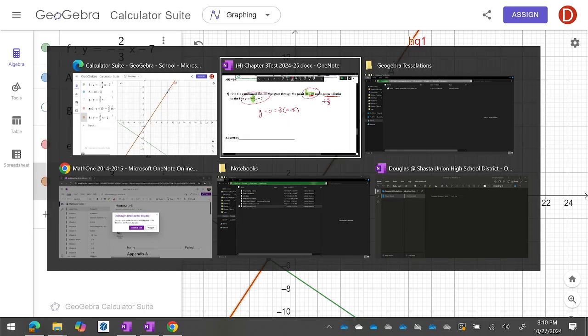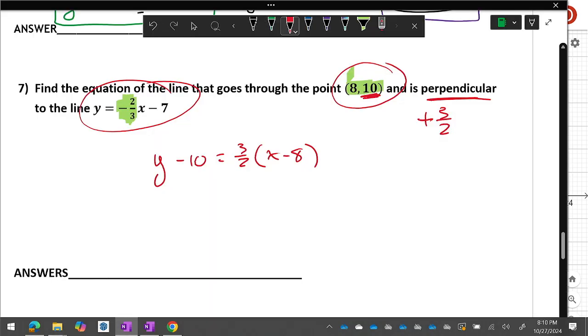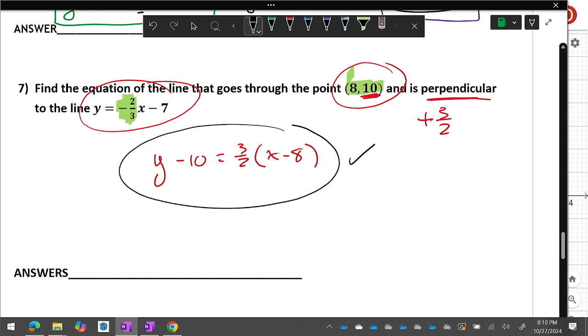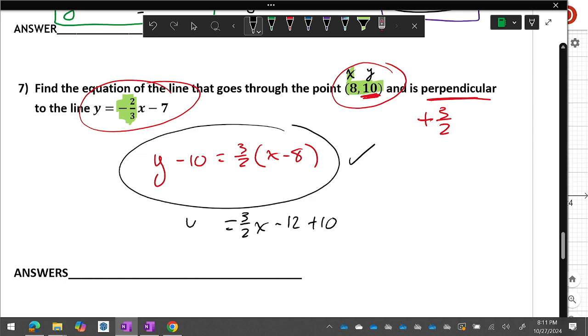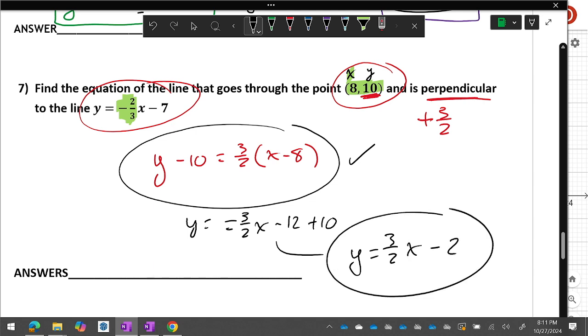Cool stuff. All right, so this, of course, is a totally valid, acceptable answer. That line is written in point slope form, y minus my known y value, which is 10, equals slope times the quantity of x minus my known x value, which was 8. Again, I could distribute the 3/2, so this would equal 3/2 times x, and then 3/2 times negative 8 would be, I believe, negative 12. 8 divided by 2 is 4, yeah, negative 12. And then I'm going to add 10. So y is equal to 3/2 x and then minus 2. So either one of those would be perfectly acceptable answers.